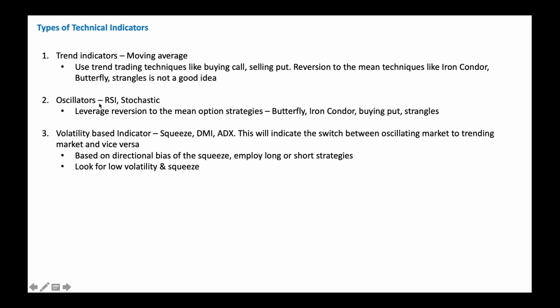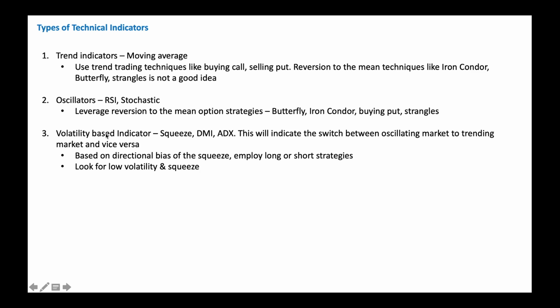Then we've got oscillators like relative strength index and stochastic. When the market is oscillating, that's when we can leverage reversion to the mean techniques like butterfly or condor. You can even buy a put when it hits the resistance ceiling. You can do those types of things, including strangles.